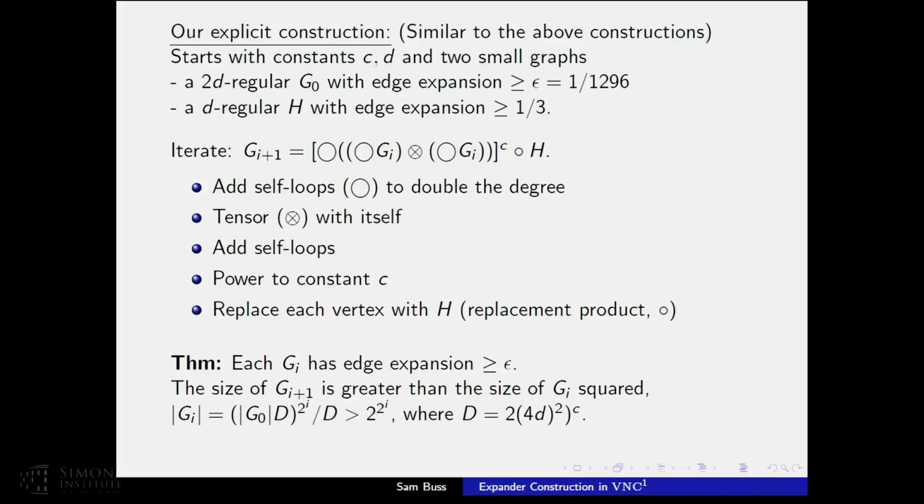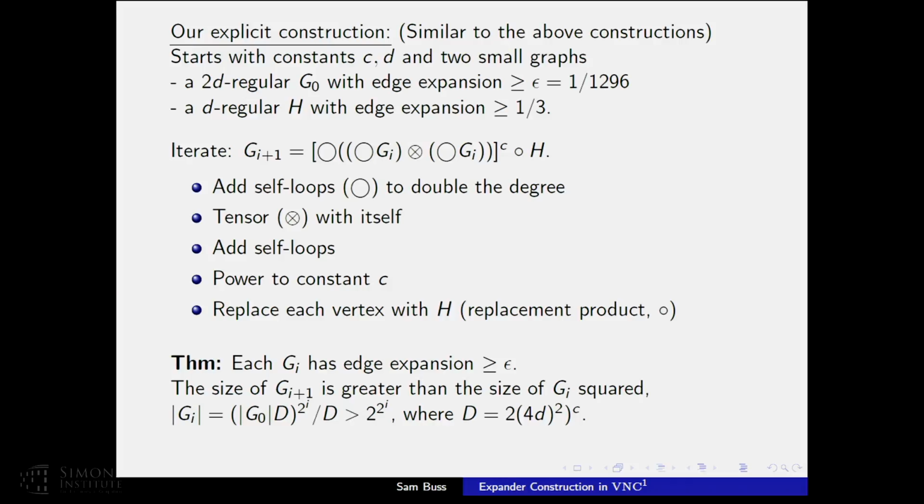Having gotten G0, we construct G1, G2, et cetera, by the following process with this rather complicated formula here. We add self-loops, so we add D self-loops to every vertex, which doubles the degree. We tensor the result with itself. We raise to the power, we add self-loops again. We raise to the power C, and we replace each vertex in the resulting graph with a copy of the fixed graph H. That's the replacement product.